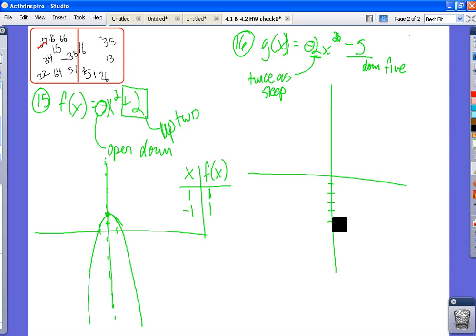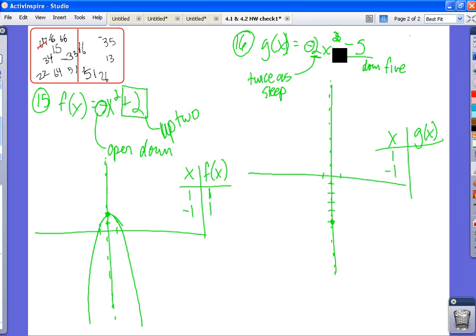So it's down 5. Move down 5. We should see our vertex there. It's going to open down, and it's going to be rather steep. It's going to be twice as steep as normal. Pick some x values. What x values do we pick? Seeing as our axis of symmetry is right here, 1. 1's good, and we get what for free? Negative 1, because it's equally far away from the axis of symmetry.